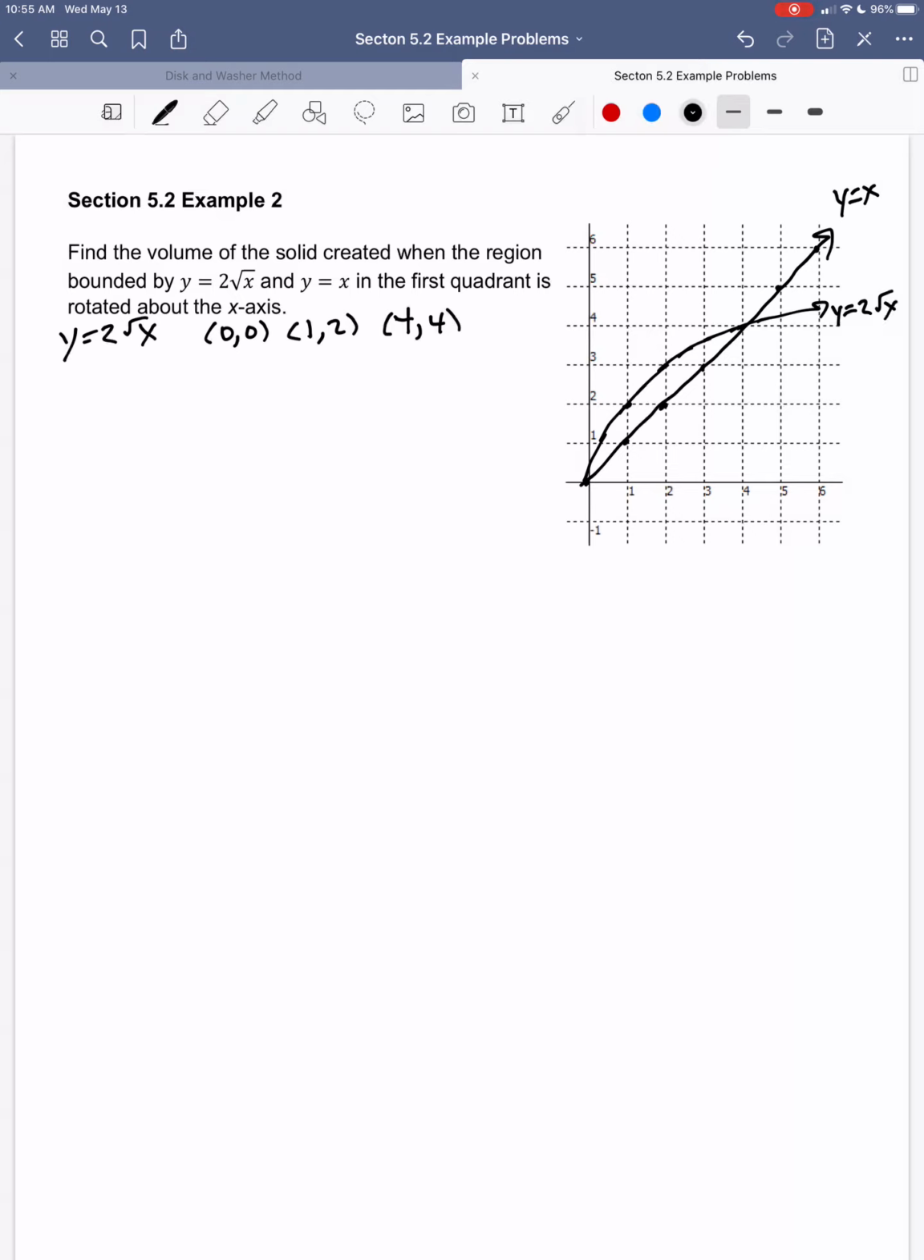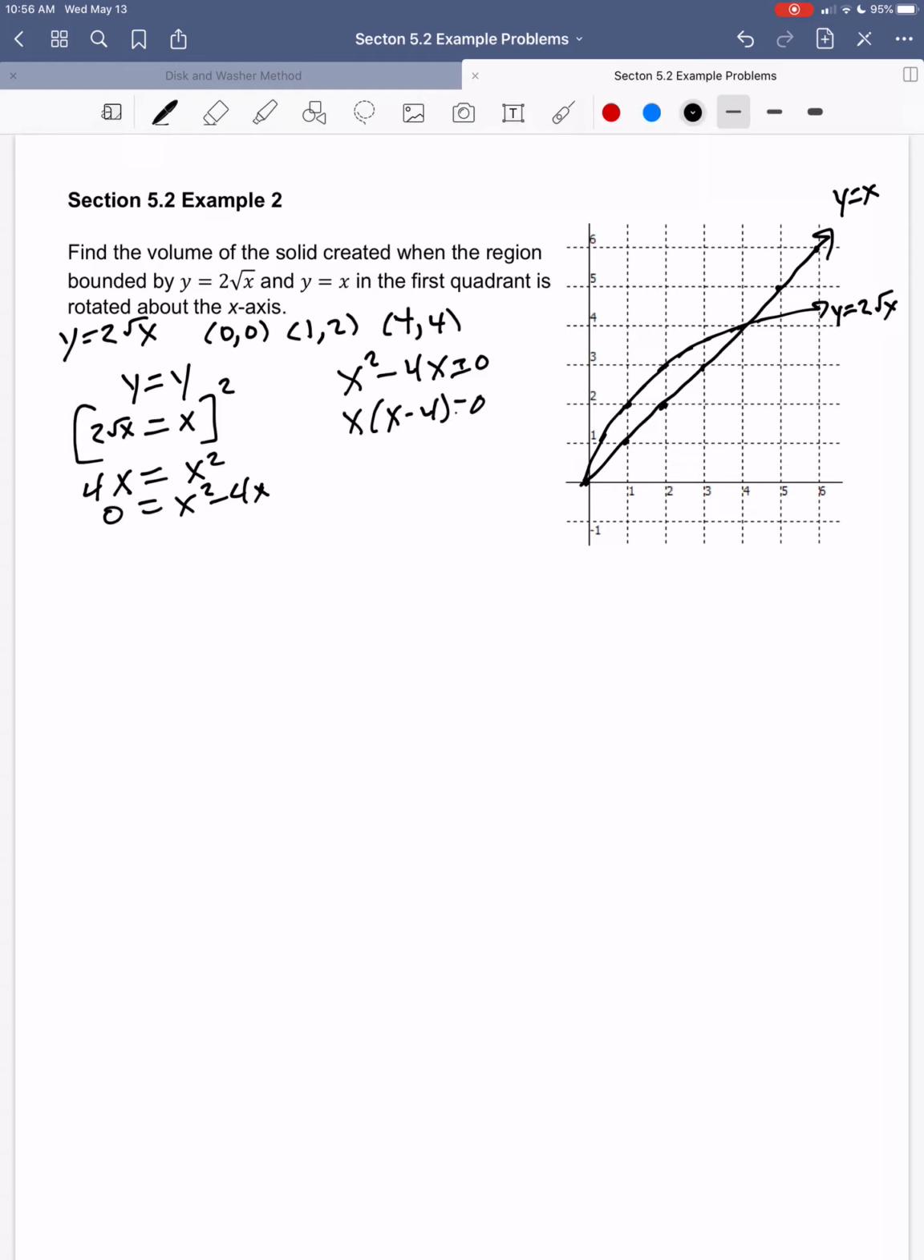Now it looks like then, of course, these intersect at 0, 0, and 4, 4. Sometimes that's not totally obvious. The way I could find that intersection is I could just set the y coordinates equal to each other so that I would get 2 times the square root of x is equal to x. And then I could just square both sides of the equation. So 2 squared is 4. Square root of x times square root of x is just x. x times x is just x squared. So we've got x squared minus 4x equals 0. We can factor out an x. And that tells me then that x is equal to 0 or x is equal to 4.